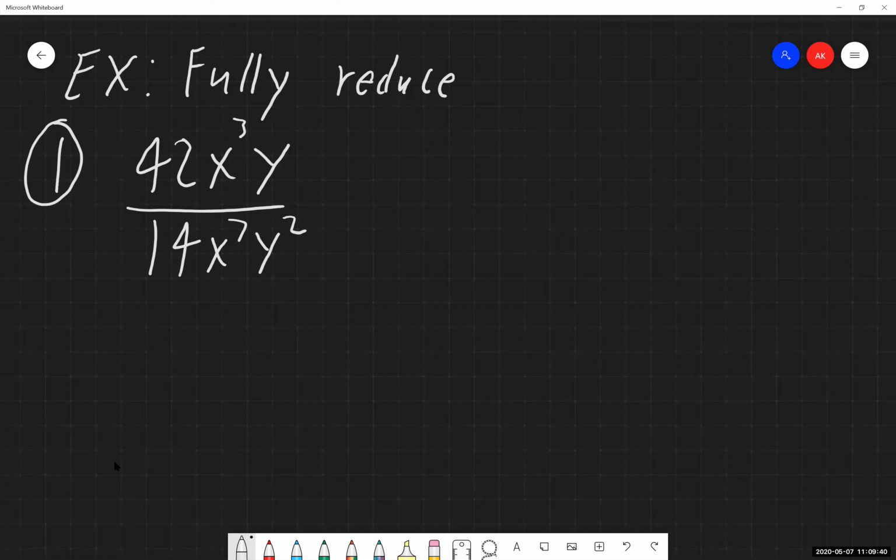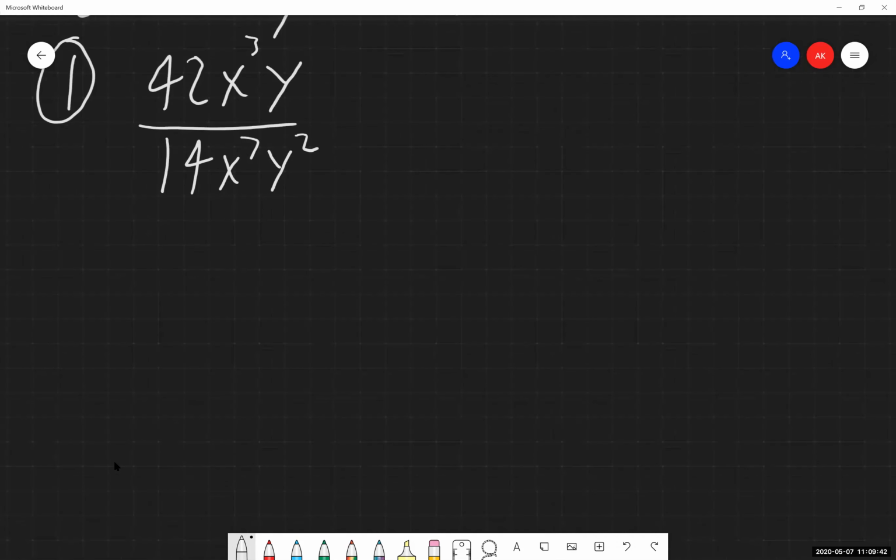Now, I'll go through and show a couple methods with this on how you could go about canceling these things out. I'm indifferent as to which one you would like to use. They will all work, but you do want to choose one of them and move forward with that. So our first one we're going to take a look at, okay, I want to fully reduce, I want to cancel out and work just with my numbers. So all I'm going to do first is be looking at 42 divided by 14.